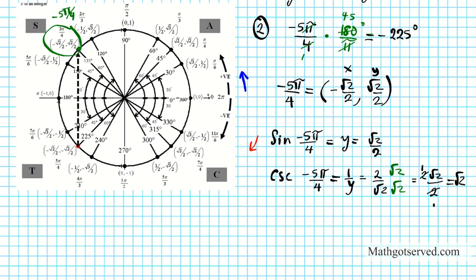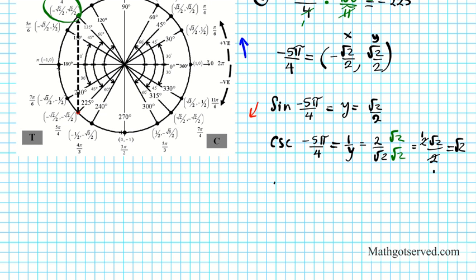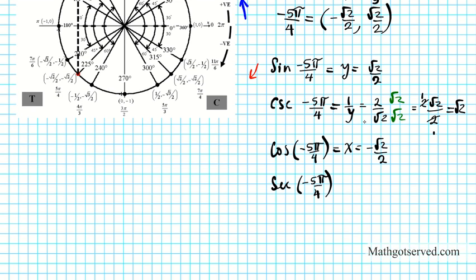Okay? Now let's go to cosine. Cosine of negative 5 pi over 4 is your x-coordinate. Okay? And then your x-coordinate is negative root 2 over 2. Your secant of negative 5 pi over 4, we already know what that is, right? We're going to reciprocate this, which is 1 over x. So we're going to work it out. If we work it out, it should be the negative of this, right? Because the only thing that changed between sine and cosine is a sign. So the reciprocal just has the opposite sign.